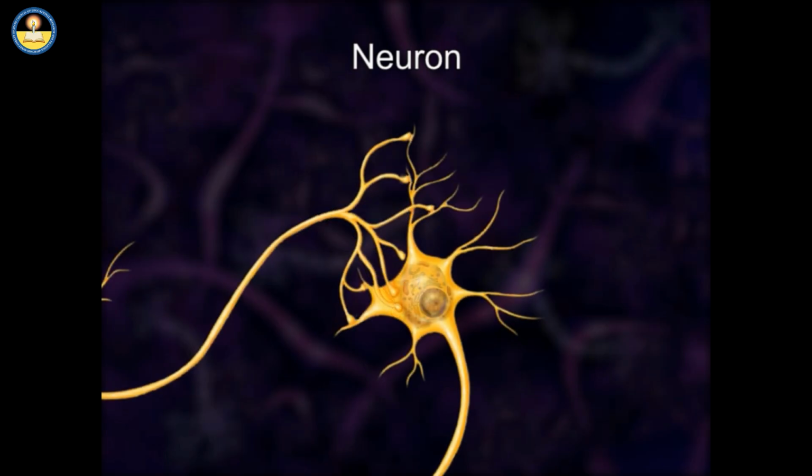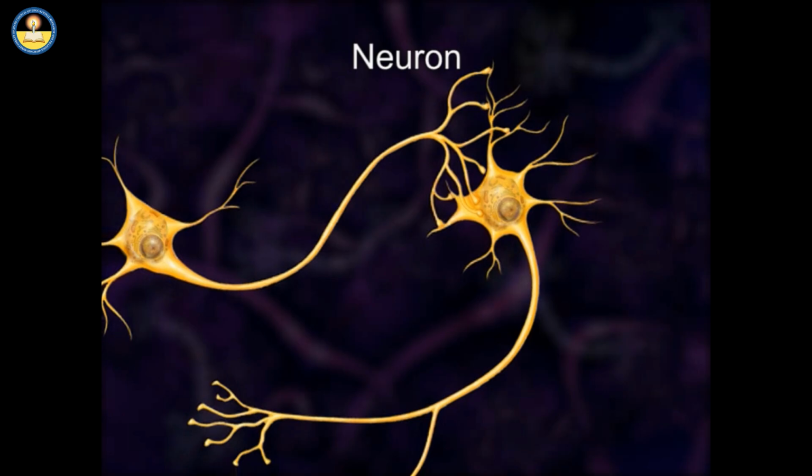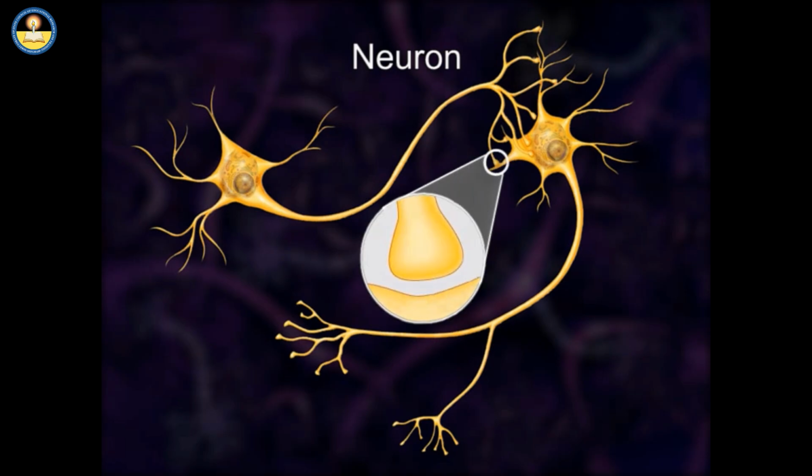Axon bulbs are closely placed near the dendrites of another neuron. This junction of two neurons is called synapse, and the space at the synapse separating the two neurons is called synaptic cleft.